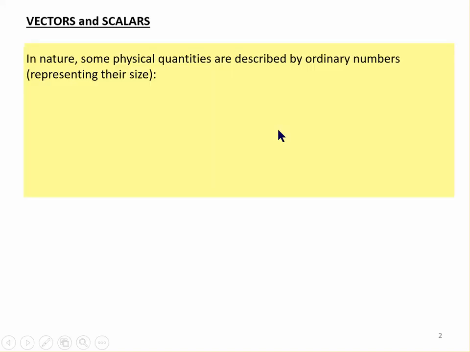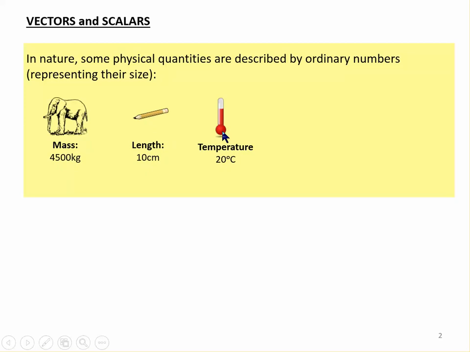Let's start with scalars. Some physical quantities in nature can be described as ordinary numbers. For example, mass. If I say, what's the mass of this elephant, you'll give me a number. You'll say, perhaps it's 4,500 kilograms. If I say, what's the length of this pencil, you'll respond with a number, maybe 10 centimeters. If I say, what's the temperature of the room, you might say 20 degrees Celsius.